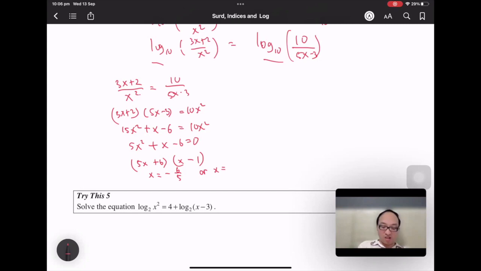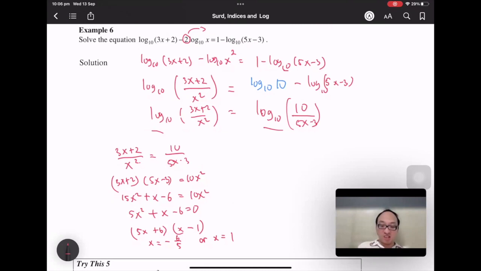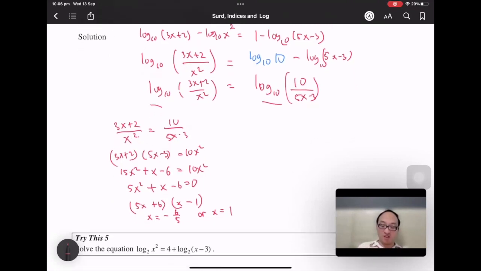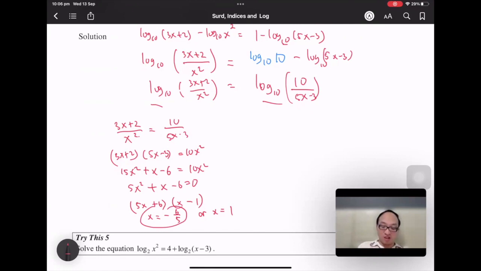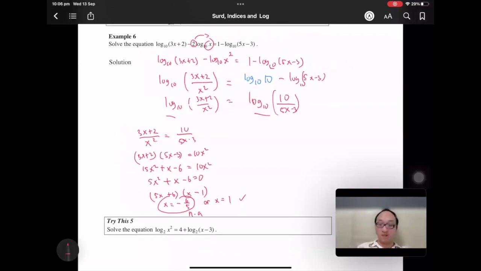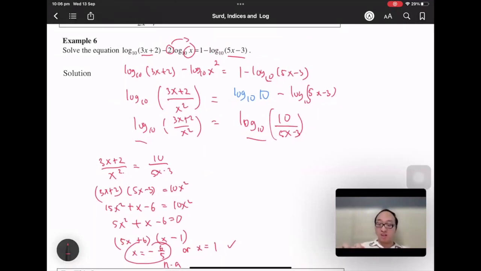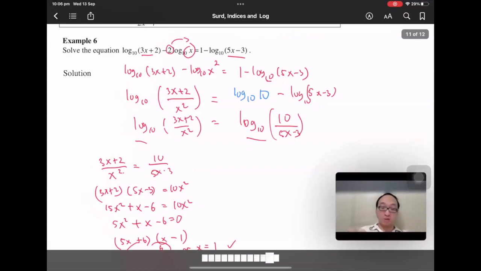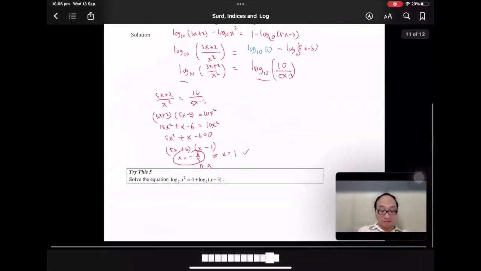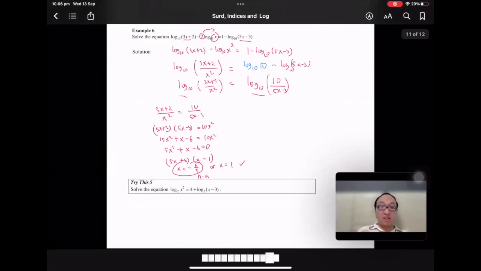or x equals 1. In this case, we have log x here, so x cannot be negative. So ignore this, not applicable. So the answer should be only x equals 1. If you check, if you put x equals 1 here, it will be positive. X equals 1 here, it will be also positive. So that will be fine. You can try this again for the exercise.